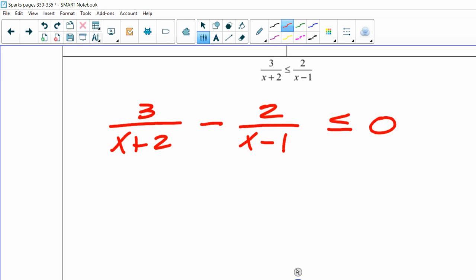Now, I need one fraction on the left. So we need a common denominator. What's the common denominator? You still let me do x plus 2 times x minus 1.